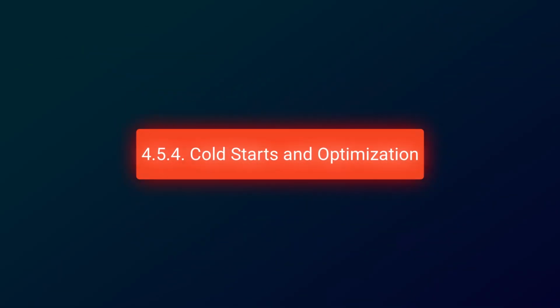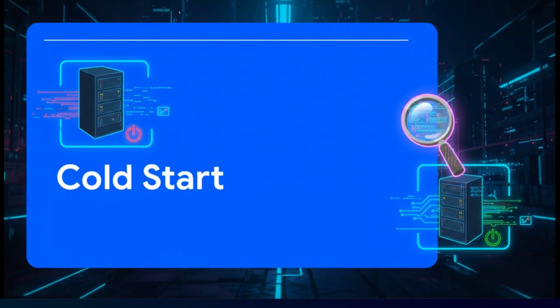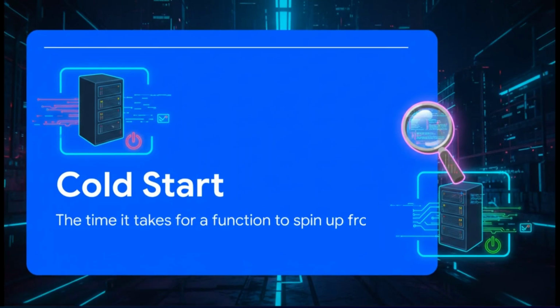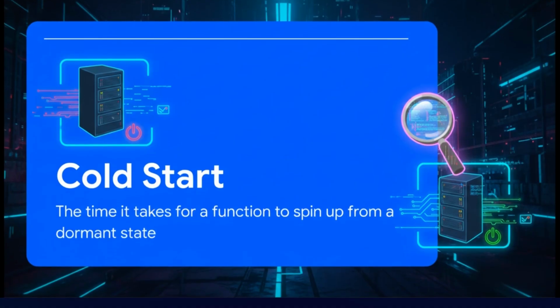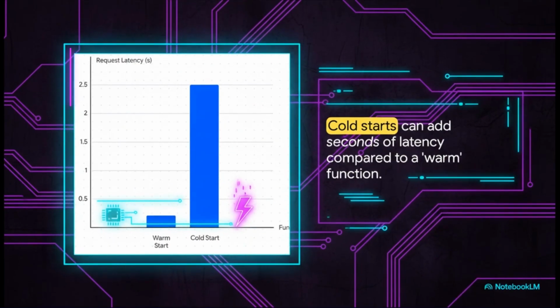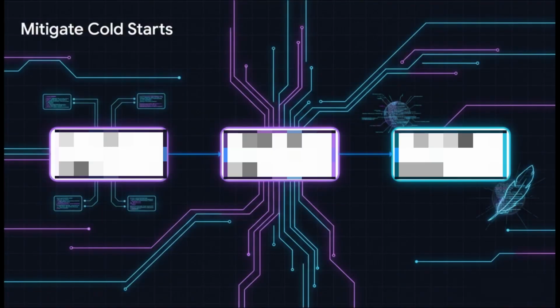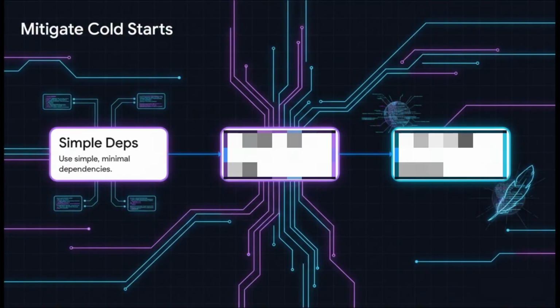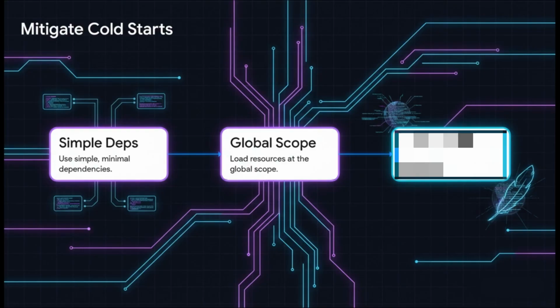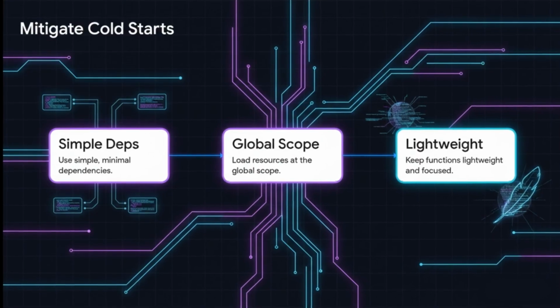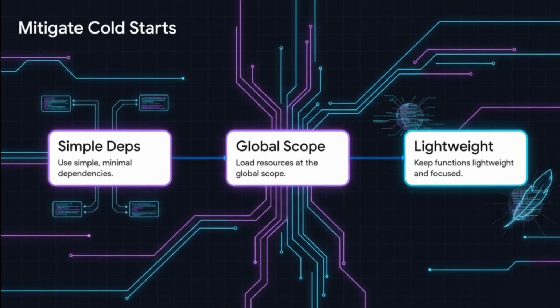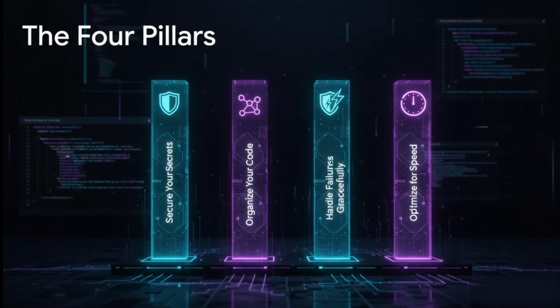Cold starts and optimization. A cold start is the time it takes for a function to spin up from a dormant state. This can add a few seconds of latency to a request. To mitigate this, you can optimize your function by using simple dependencies, loading resources at the global scope, and generally keeping your functions lightweight. The goal is to reduce the function startup time as much as possible.